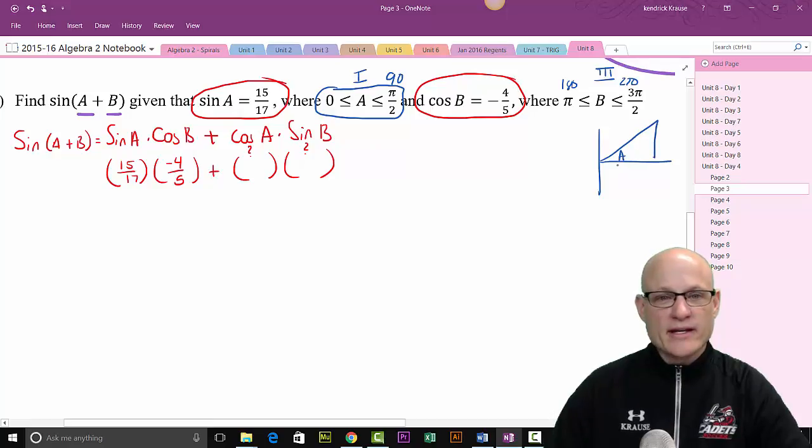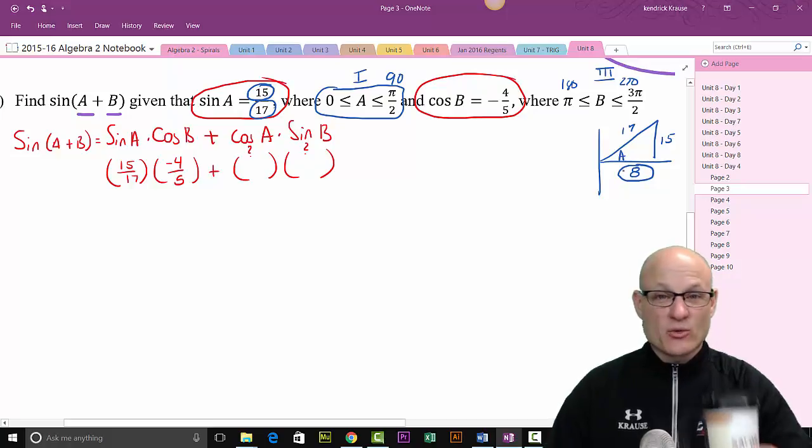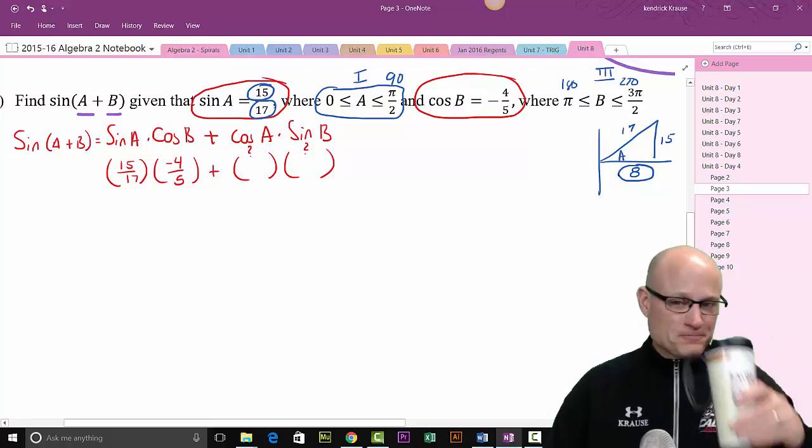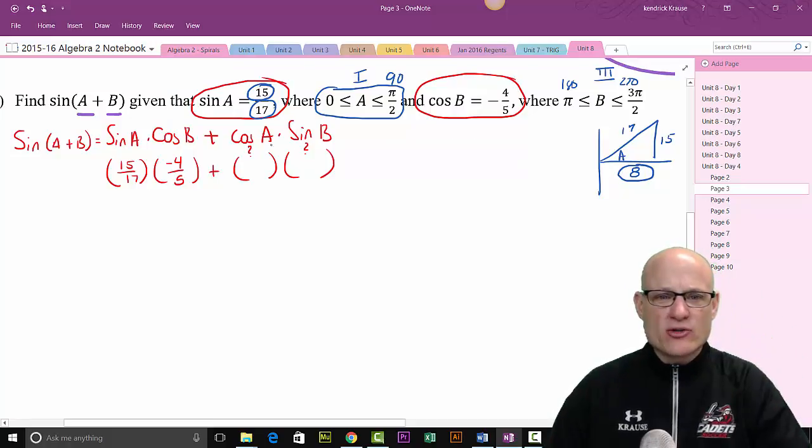Quadrant 1, A. And I know that sine is 15 over 17, opposite over hypotenuse. So if you do the Pythagorean Theorem, you'll find out that this is 8, because 8 squared plus 15 squared is 17 squared. So what don't I know? I don't know the cosine of A. The cosine of A is 8 over 17, and since we're in the first quadrant, it's positive.